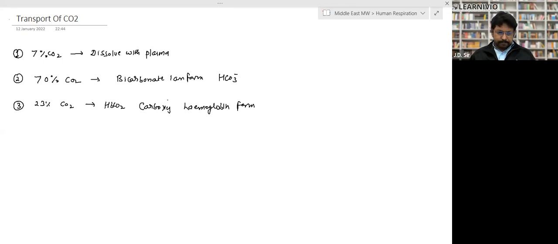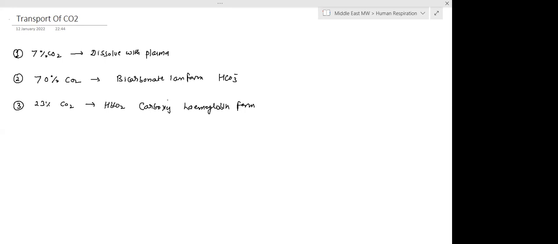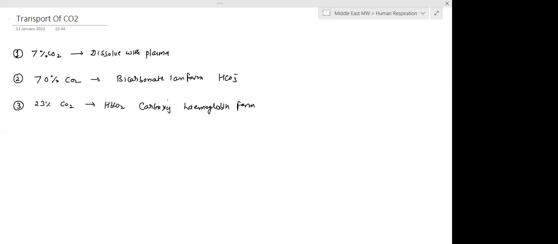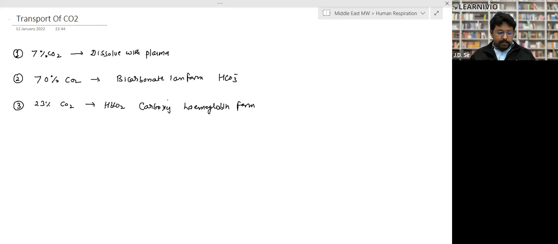Second point, because of its high solubility, about 7% of CO2 gets dissolved in the blood plasma and is carried in solution form to lungs.